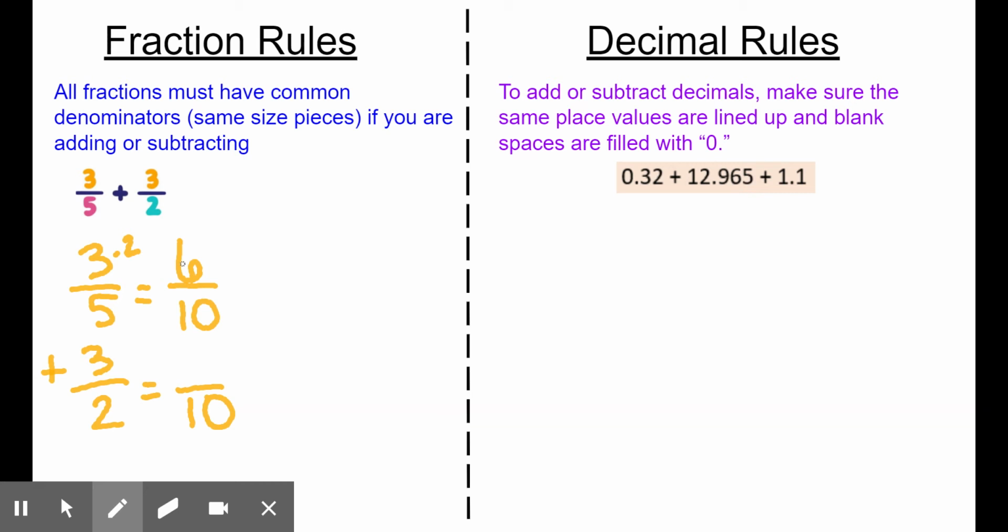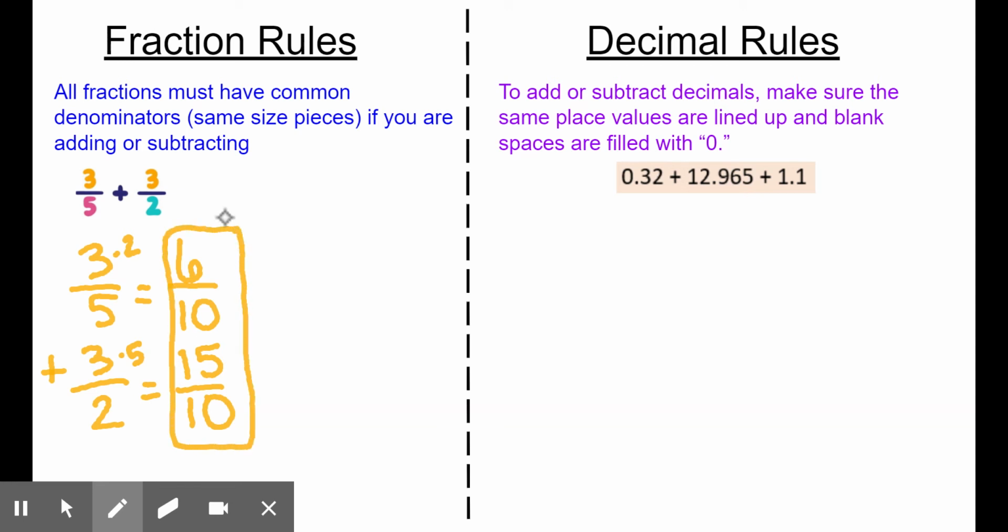Next one, 3/2 equals how many tenths? Well, I would take those halves and I would cut them into fifths each. So they'd all become size tenths. That's times 5, times 5. Wow, that'd be 15 pieces of size tenths. 3/2 equals 15 tenths.